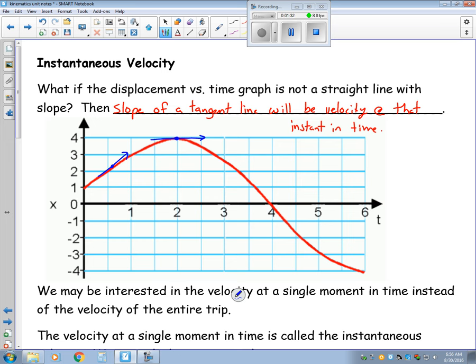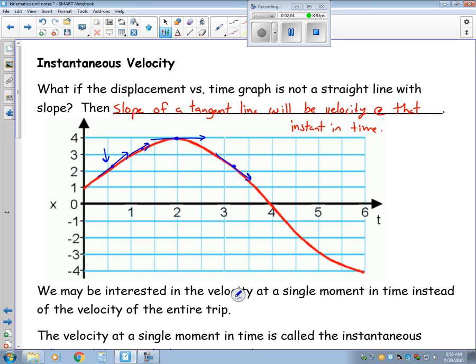If I look at a line in between here, we notice that it's still positive, but its slope is less than the first one I drew. So the object is slowing down as it reaches, it looks like, 2 seconds. At 2 seconds, its instantaneous velocity is 0. At a point right here, we have a negative slope. That means the object is traveling again, but in a negative direction.